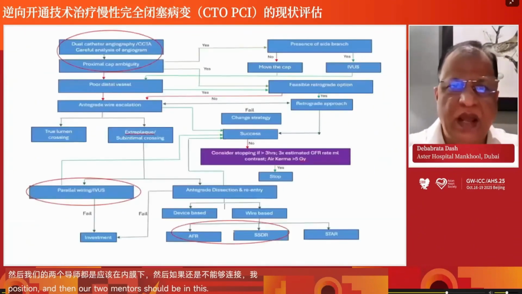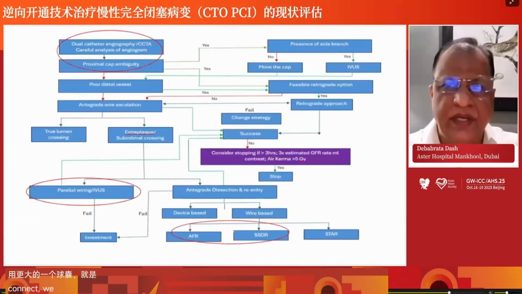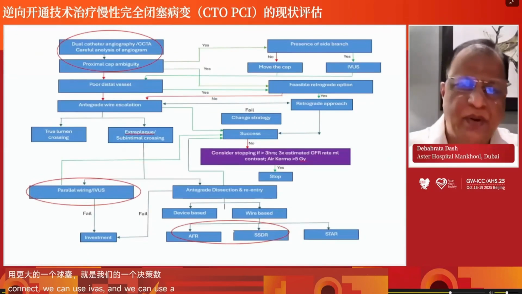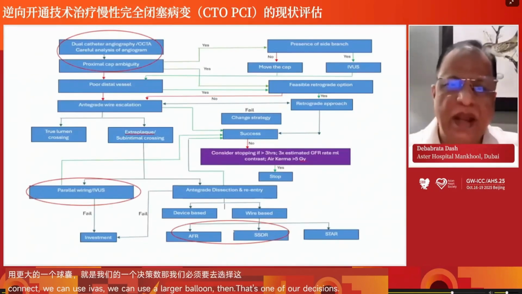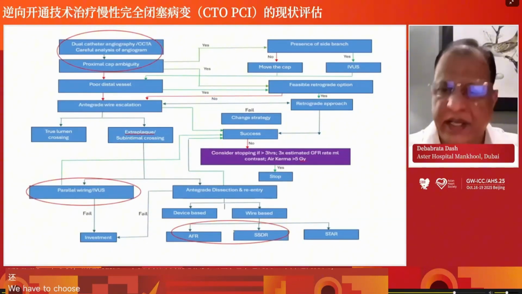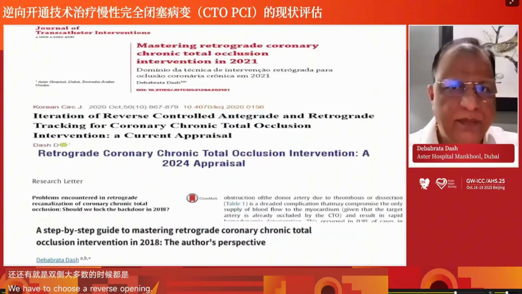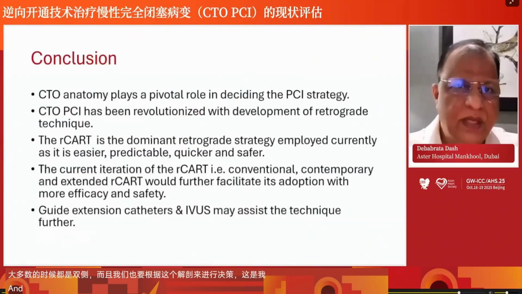So this is the global algorithm, and as per the anatomy, we need to select retrograde approach depending upon the anatomy. Anatomy dictates the strategy. However, bilateral wiring is done in most of the cases and the procedure is undertaken as per the anatomy. And these are the various publications of retrograde done by me.